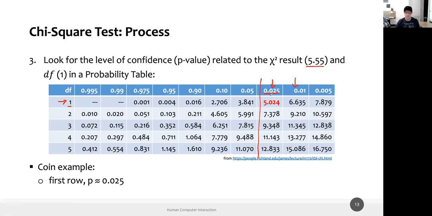But at this moment, we said it is around this, or if you want to be more precise, given the information that you have in the table, you can also write it this way, between 0.025 and 0.01. So I have the interval.